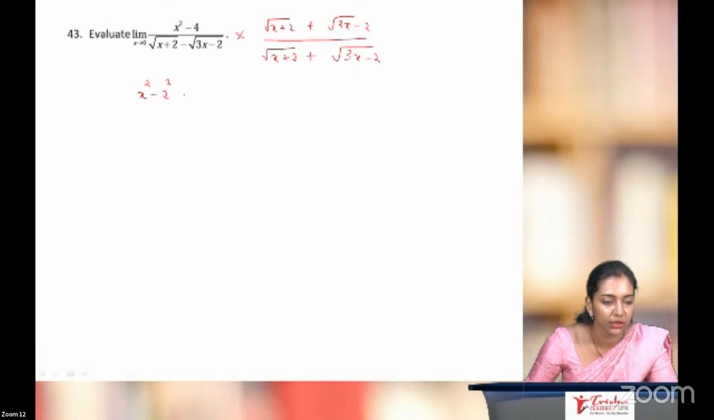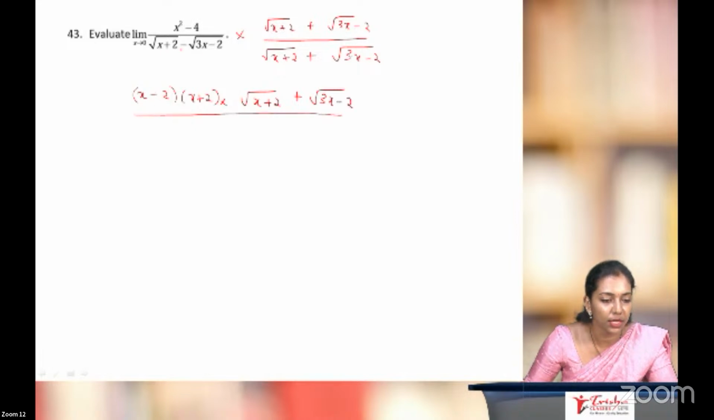Okay, so multiply by root of x plus 2 plus root of 3x minus 2, divided by root of x plus 2 plus root of 3x minus 2. So in the numerator it is x square minus 2 square, right? Or you can write it as x plus 2 into x minus 2. Shall I write it that way? Okay. x minus 2 into x plus 2, into root of x plus 2 plus root of 3x minus 2, divided by.